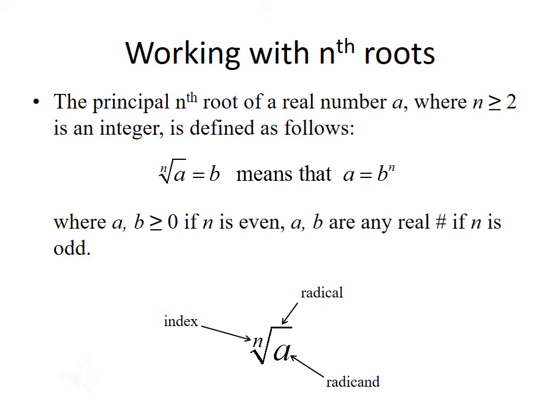So when we look at the nth root, it's broken down as follows. The n is the index of the nth root. The root sign is called the radical, and the number underneath the root sign is called the radicand.